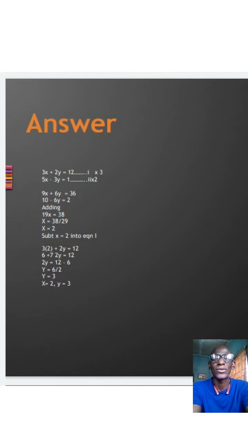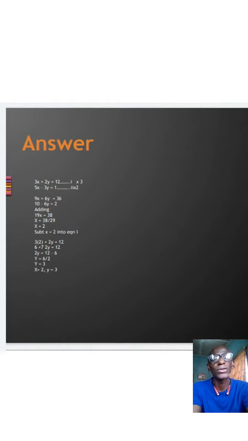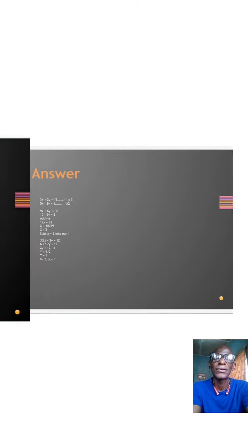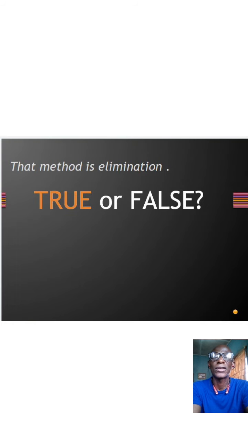Okay, that's a nice one anyway. So now you discover that we used more or less what method? What method do you think we used? I'm asking. Yes, you can tell us. Alright, let's check the next slide to discover. It says that the method is elimination. Is that true or is it false? Definitely it is true. We eliminated y.